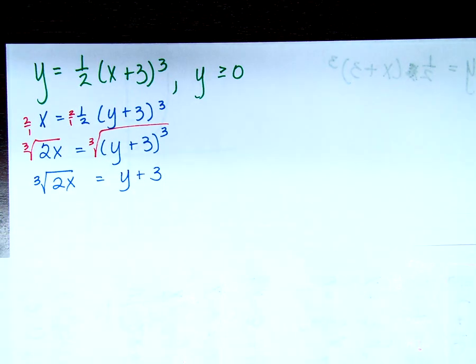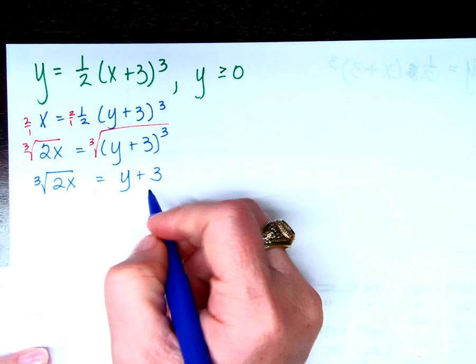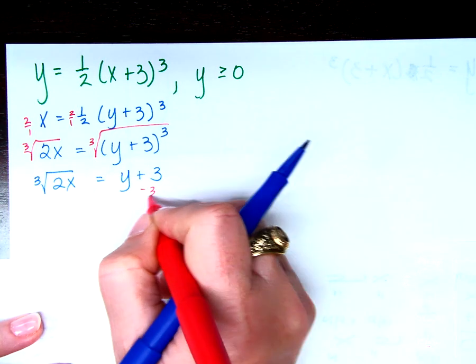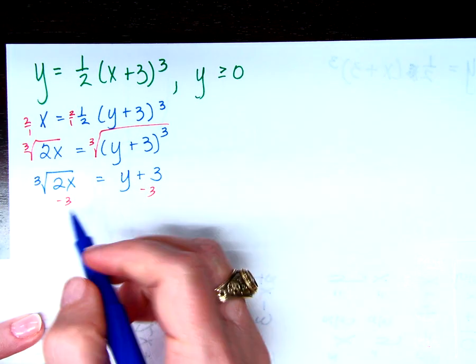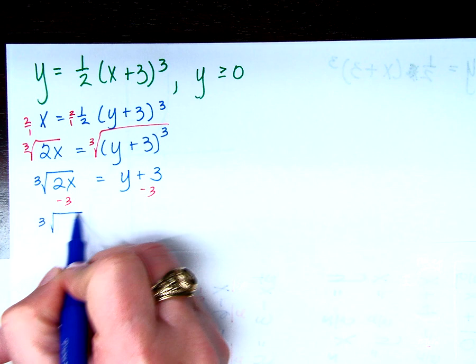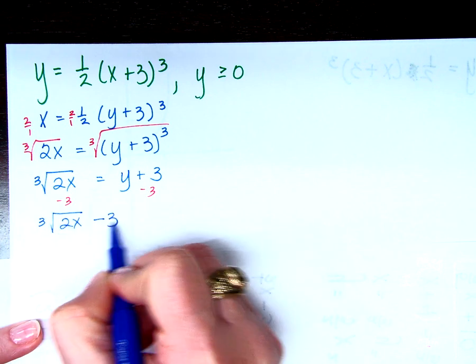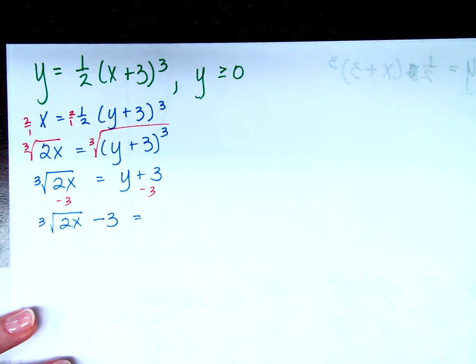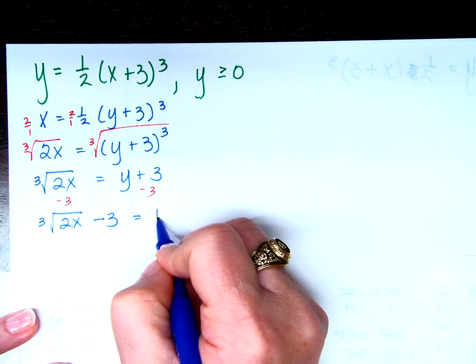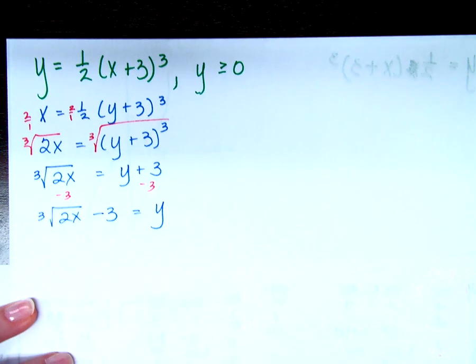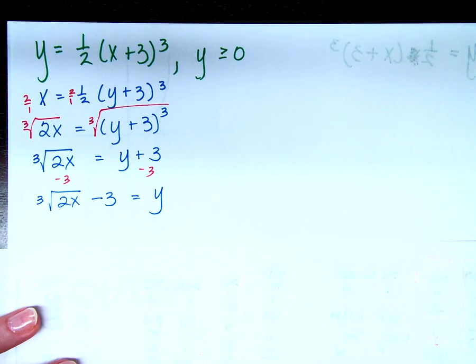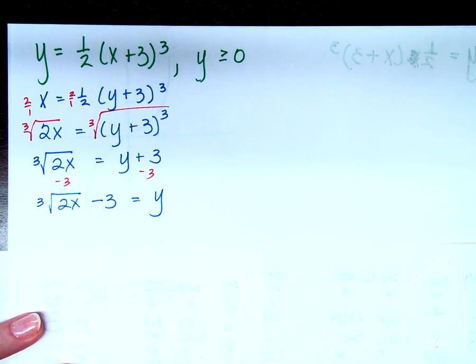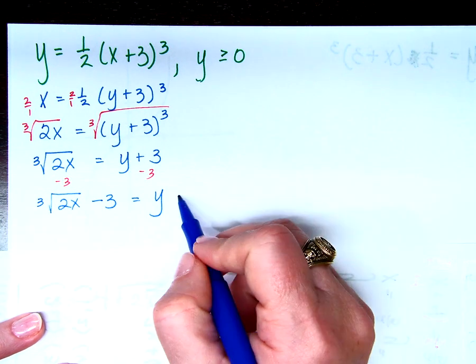So what do I have left to do to isolate y? Subtract 3. When I subtract 3 on both sides, I get cube root of 2x. Now I do need to make sure that my minus 3 is outside of my cube root, right? I don't need to get it too close so it looks like it's inside, because it's not. And then am I done? What do I have left to do?